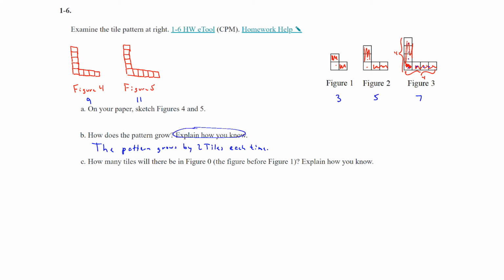And explain how you know that. Well, I know that because I just counted them up, and I can see that from 3 to 5 I'm adding 2. 5 to 7, I added another 2. 7 to 9, I added another 2.